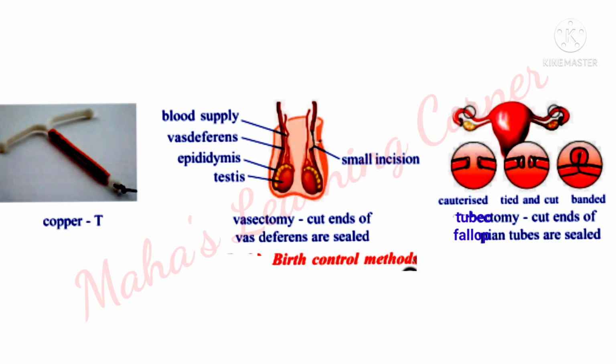Surgical methods of birth control are available for males as well as females. In males, a small portion of vas deferens is removed by surgical operation and both ends are tied properly. This method is called vasectomy. In females, a small portion of oviduct or fallopian tube is removed by surgical operation and the cut ends are tied. This prevents ovum from entering into the oviducts. This method is called tubectomy.